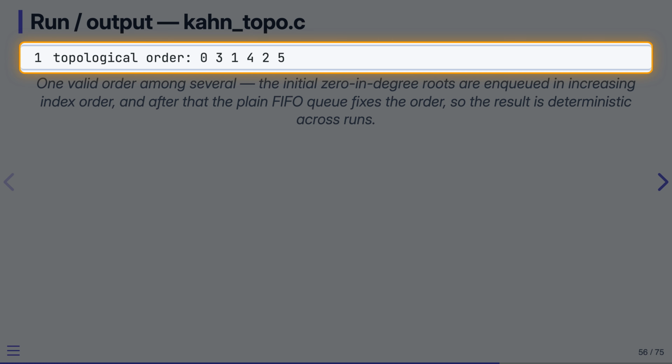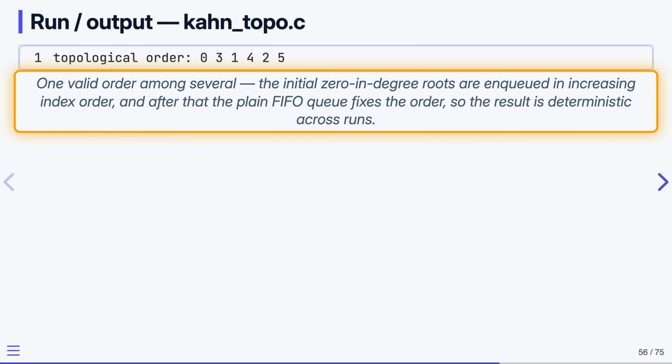Let's run kahntopo.c. It prints the topological order 0, 3, 1, 4, 2, 5. This is one valid order among several. The initial ready roots are enqueued in increasing index order, and after that the plain first in, first out queue fixes the order. So the result is the same on every run.